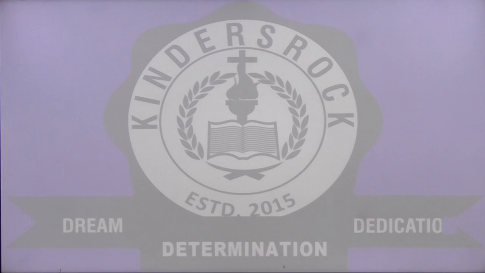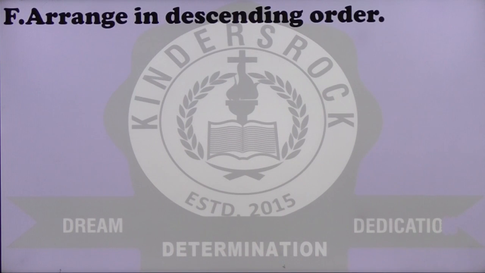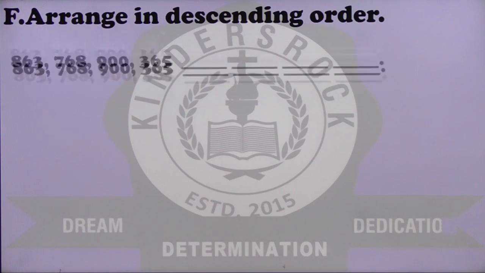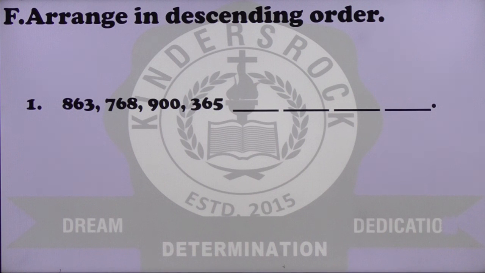There we have another exercise. Arrange the numbers in the series in descending order. Descending order में numbers को arrange करने हैं. मतलब बड़े से छोटा. 863, 768, 900, 365. One is solved for us. Which is the biggest number here? The biggest number is 900.